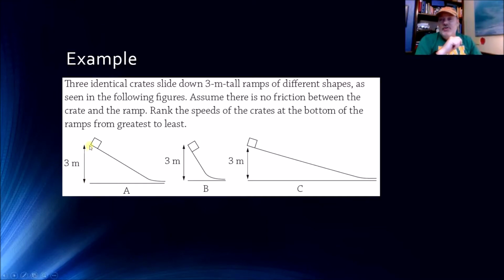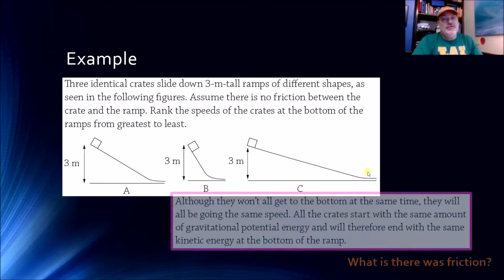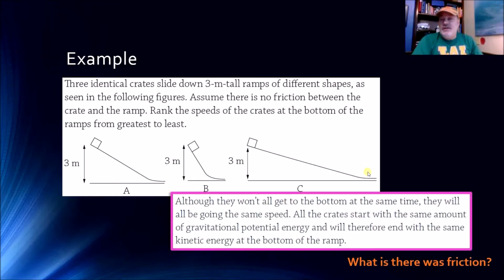They're all starting from rest, so they all should have the same exact gravitational potential energy since they all have the same height, and they're all identical, so they all have the same mass. They all slide to the bottom. There's no friction, so there's no negative work done. And so at the bottom, they should have the same kinetic energy. So therefore, they should all be going the same speed, which is kind of crazy because you wouldn't expect that, right? You would expect this one to be going faster.